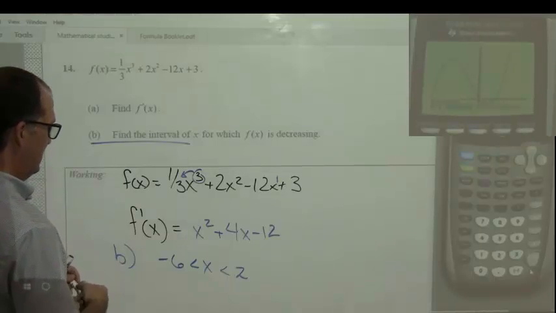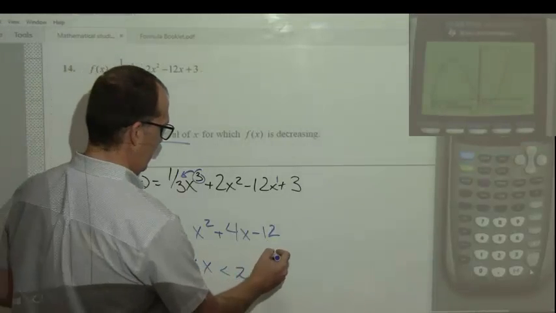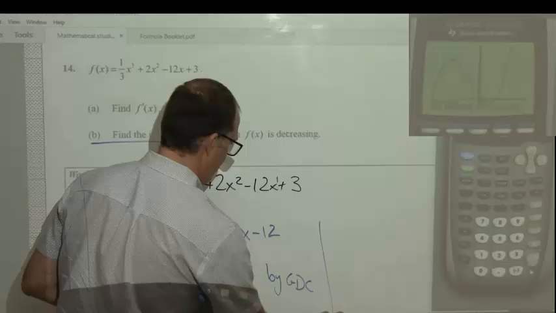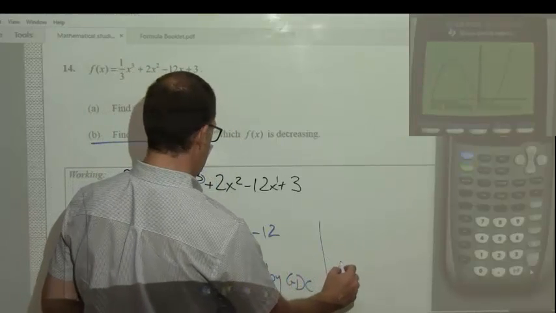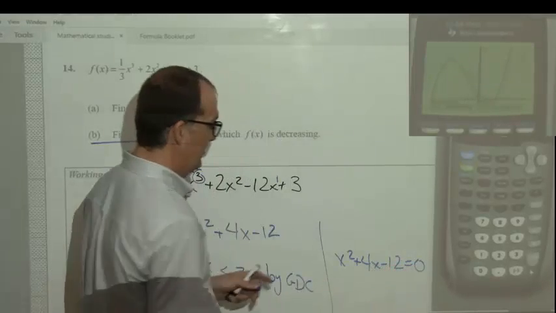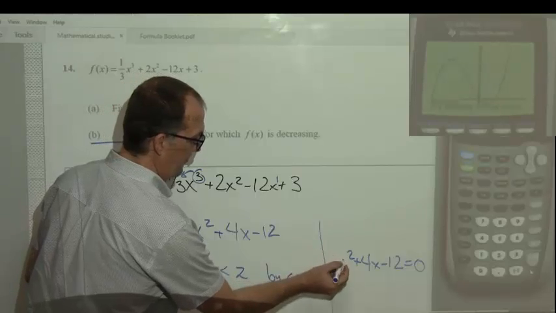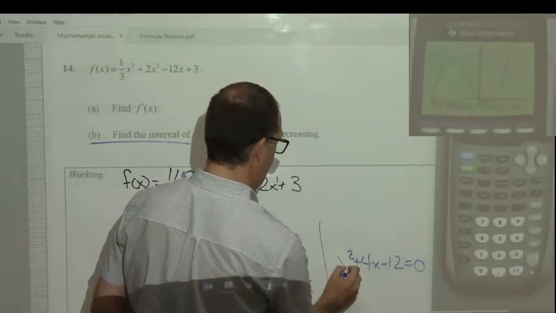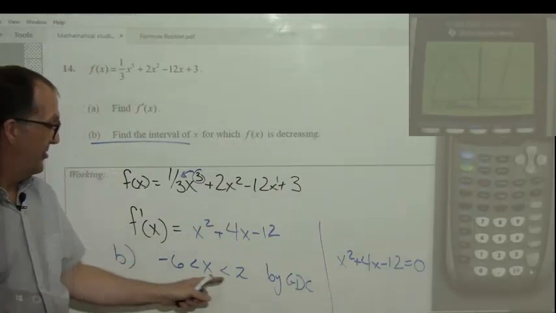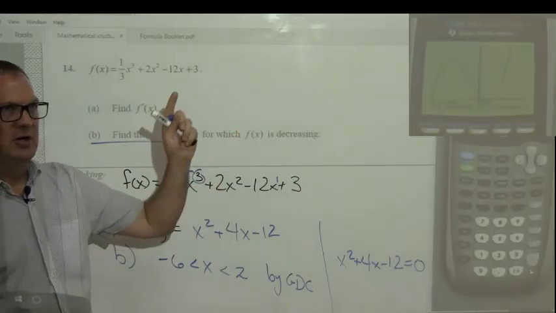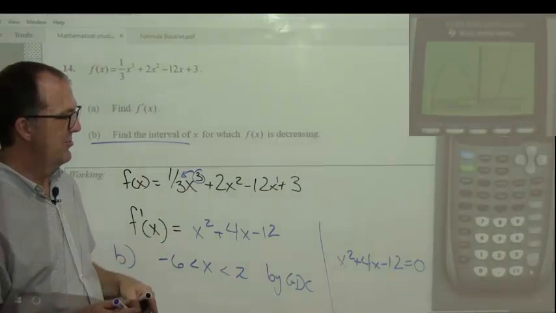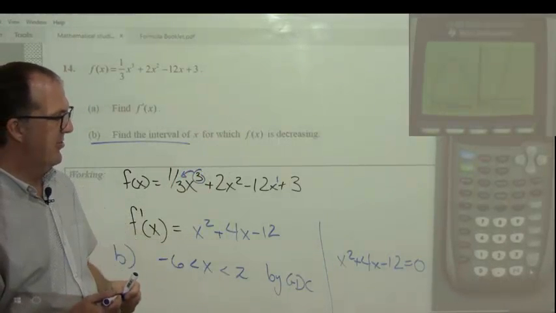There's a second way, again I said, and now this is pretty much just by your calculator. The second way is to set your derivative equal to 0. And by solving that equation, you should get the 2 points, and you would need to know that it's decreasing in between those 2 points. It could be increasing between those 2 points. That's why it is good to look at the graph.